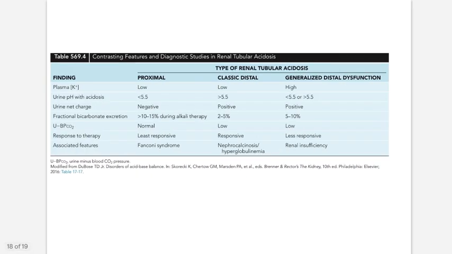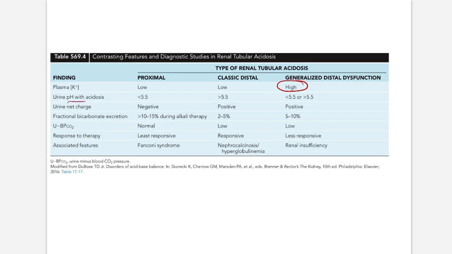Okay, so this is again a table from Nelson explaining all features of these conditions. We have discussed them, just to revise. Potassium, we discussed it. Potassium will be high in type 4, generalized distal dysfunction. It is also called type 4. So in type 4, the potassium will be high. In the others, potassium will be low.